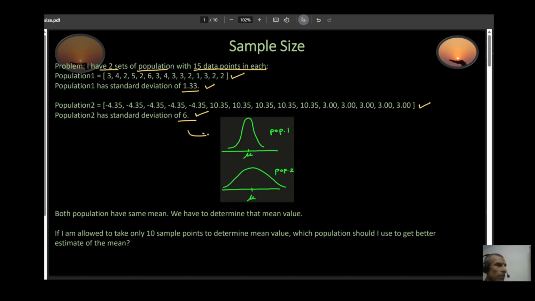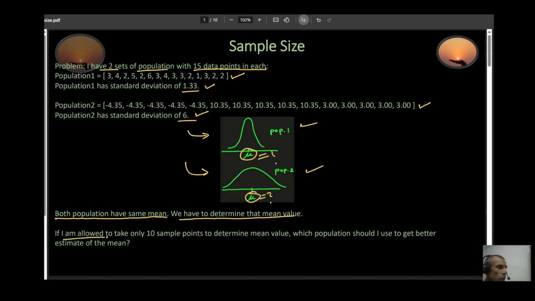And I plotted them for convenience right here. This is my population 1 graph and this is my population 2 graph. Now both populations have exactly the same mean. So the mean in this case for both of them is exactly the same, and we have to determine that mean value. I do not know what that mean value is. That's what you have to find.